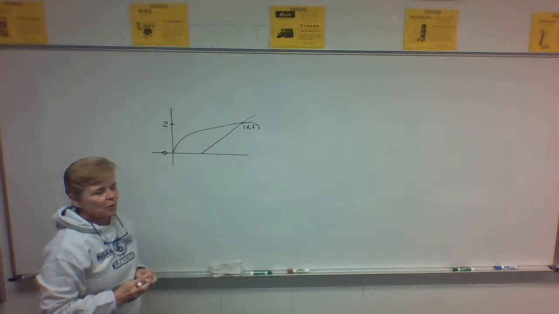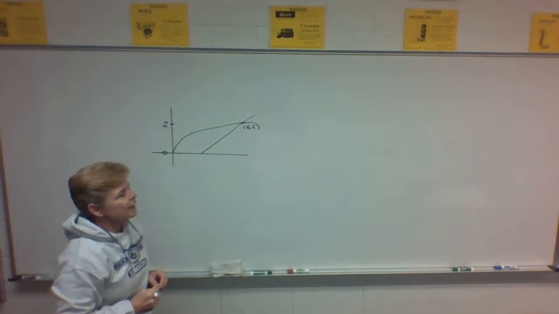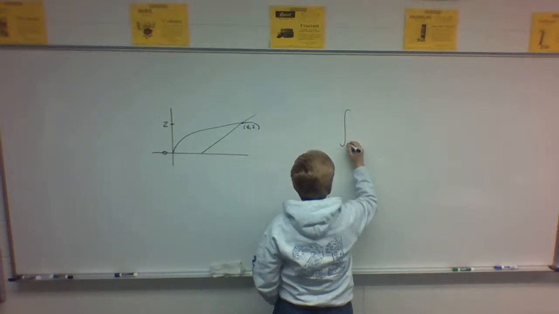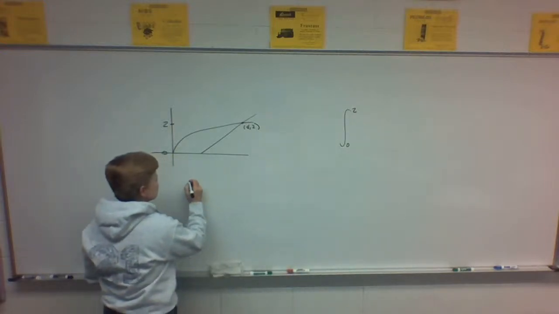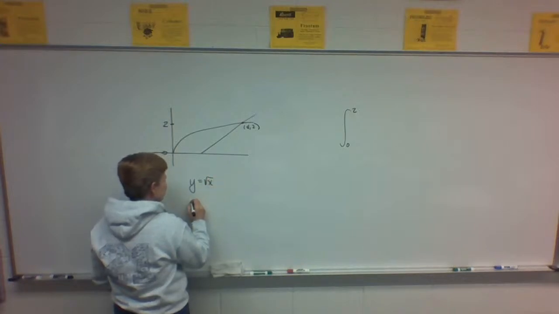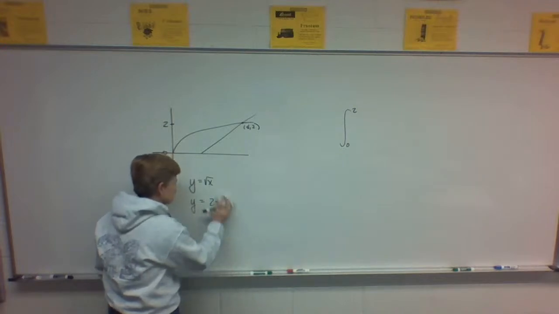Have I spoken too quickly? Do you understand what we're after? Okay, then the integral becomes the integral from 0 to 2. Now here's the other weird part. What were these equations again? y was equal to root x, right? And the other one was y equals x minus 2? Yeah.